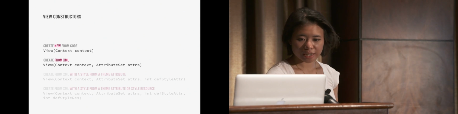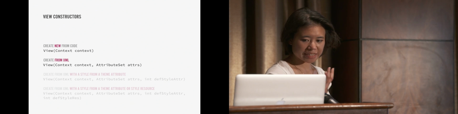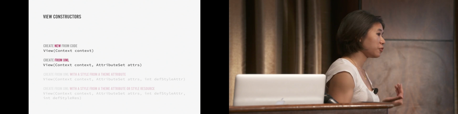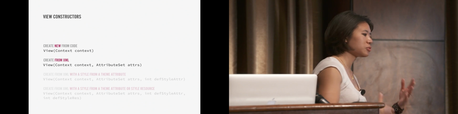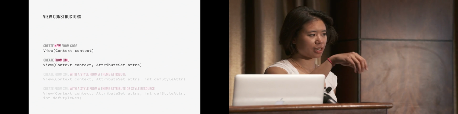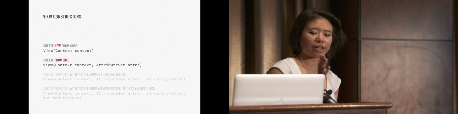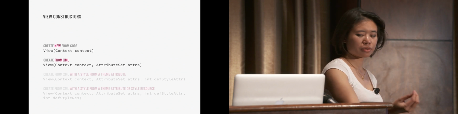The second one is similar to the first one, but it has one extra parameter. It has that same context, but it also has an attribute set. This constructor is used when your view is inflated from XML, and that attribute set contains all of those cool layout attributes that you can specify in XML, like padding and text color and background, all that kind of stuff. All of those end up in the attribute set, and that's how your view can access those.